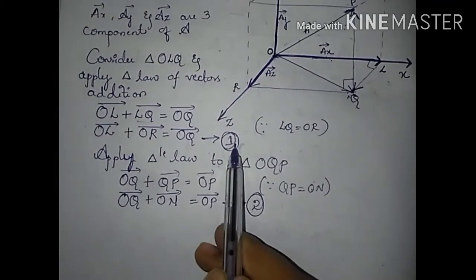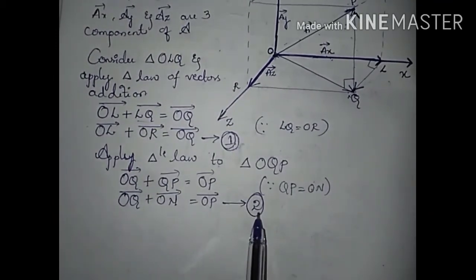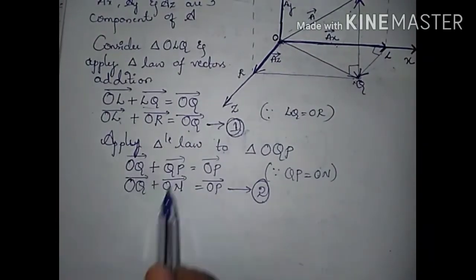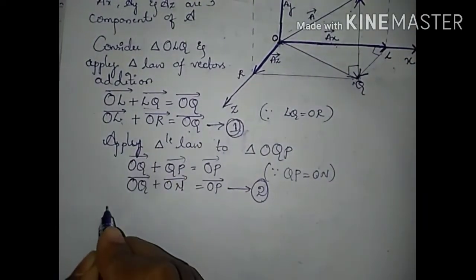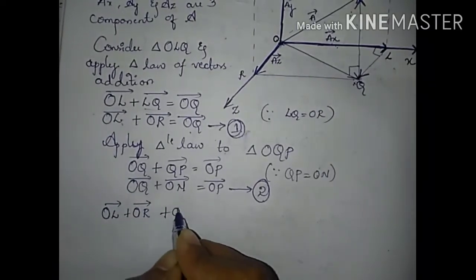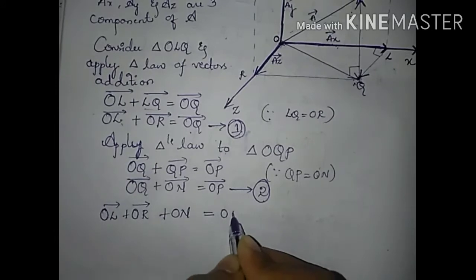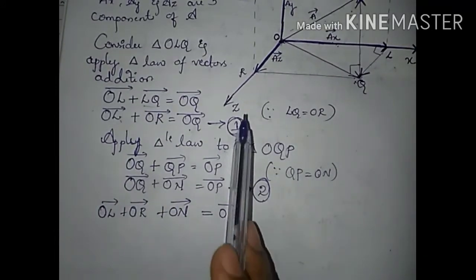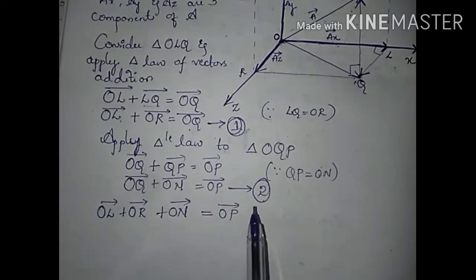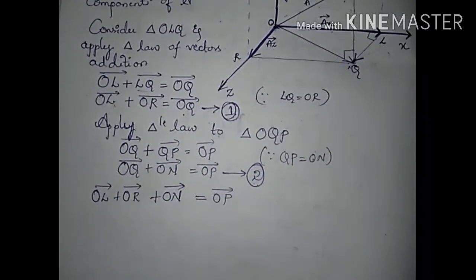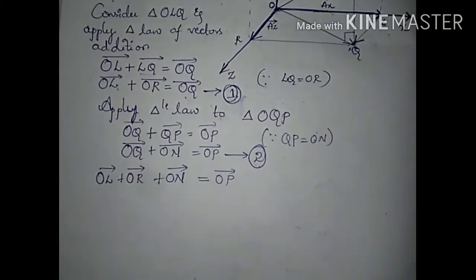Now substitute equation 1 in equation 2. So OQ is what? OL plus OR. So by substituting equation 1 in equation 2, we get OL plus OR plus ON is equal to OP.